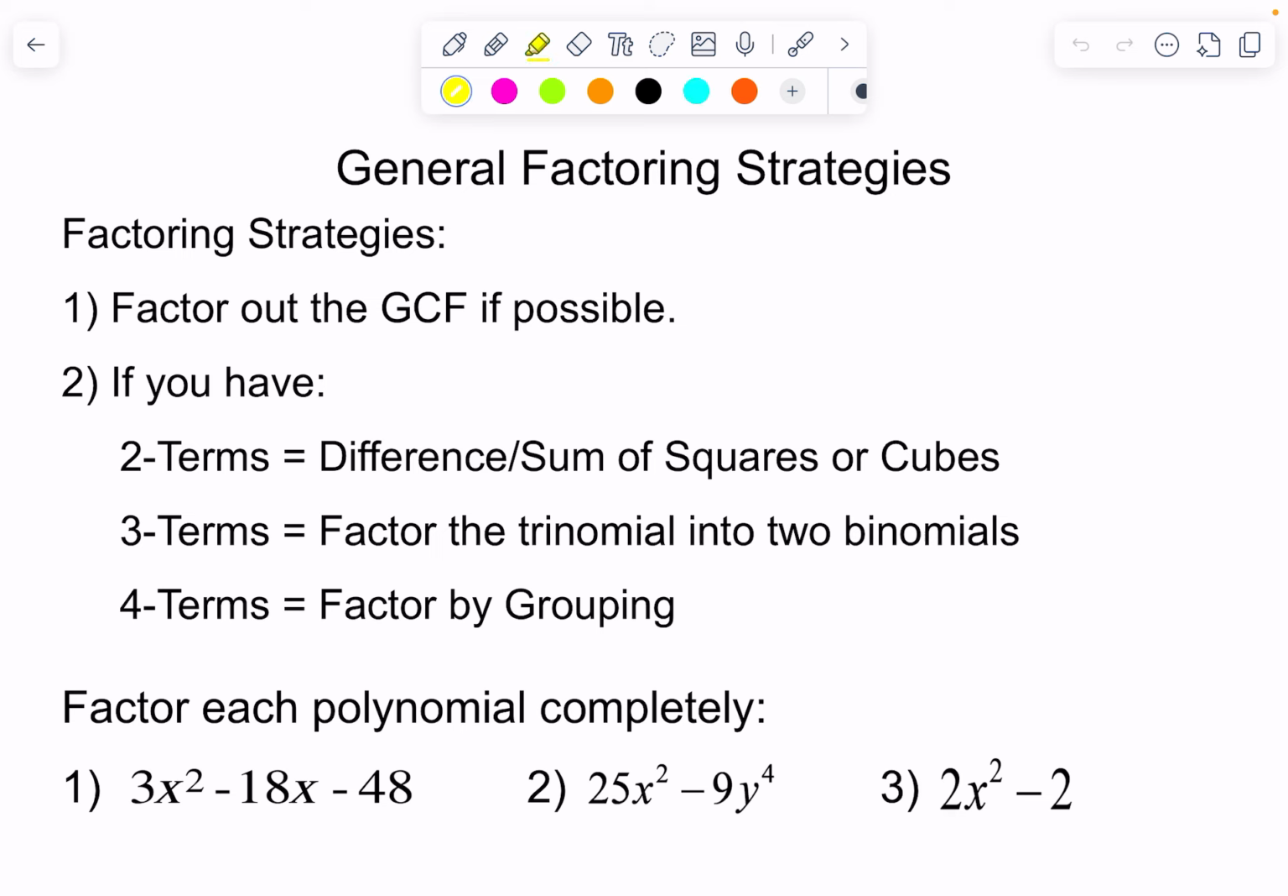Number one, first thing you always want to remember is to factor out the GCF if possible. Always take a quick scan of the polynomial that you have. If you can recognize a GCF, go ahead and factor it out.